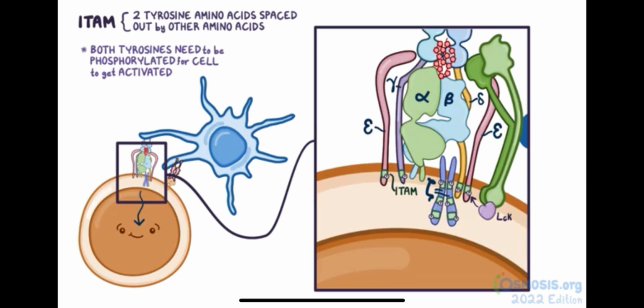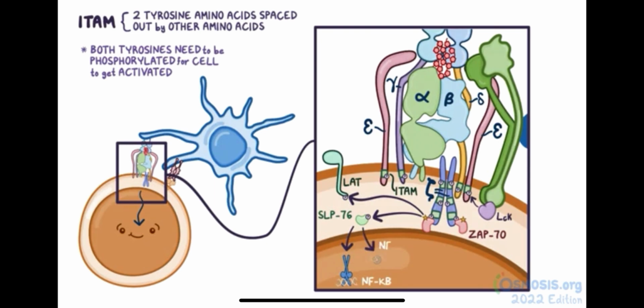Once that happens, another tyrosine kinase called ZAP70 comes along. ZAP70 binds to the phosphorylated ITAMs on the zeta chains of the CD3 complex and becomes activated. Activated ZAP70 then phosphorylates the linker of activated T cells, or LAT, which is a transmembrane protein with a large cytoplasmic tail. ZAP70 also phosphorylates the protein SLP76, and LAT and SLP76 work together to trigger a chain of events that ultimately activates the major transcription factors NF-kappa B and NFAT.